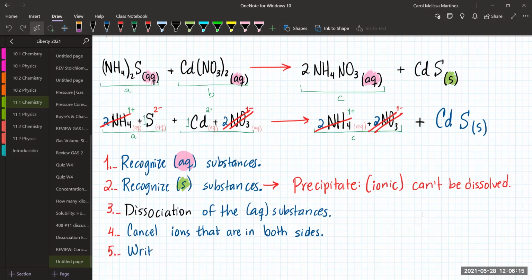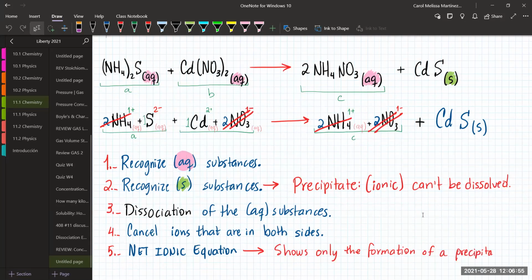we write the net ionic equation. What do we have in the net ionic equation? A net ionic equation has the duty to show only the formation of a precipitate. So every time you need to write a net ionic equation means that you will show only the precipitate that was formed in the reaction.